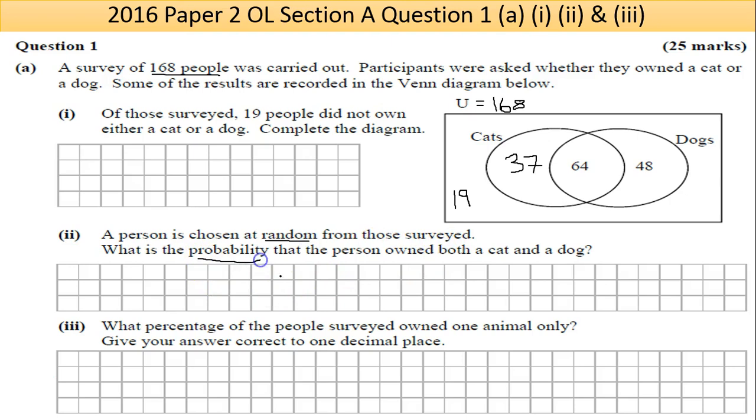So a person is chosen at random, this is important, from those surveyed. What's the probability that the person owned both a cat and a dog? Now, probability is a score of chance, so in this case it's how many people own a cat and a dog, which is 64. So if you know something important like 64, write it down straight away. Did it get marks? I think in the first draft of the marking scheme it did, in the second draft it didn't.